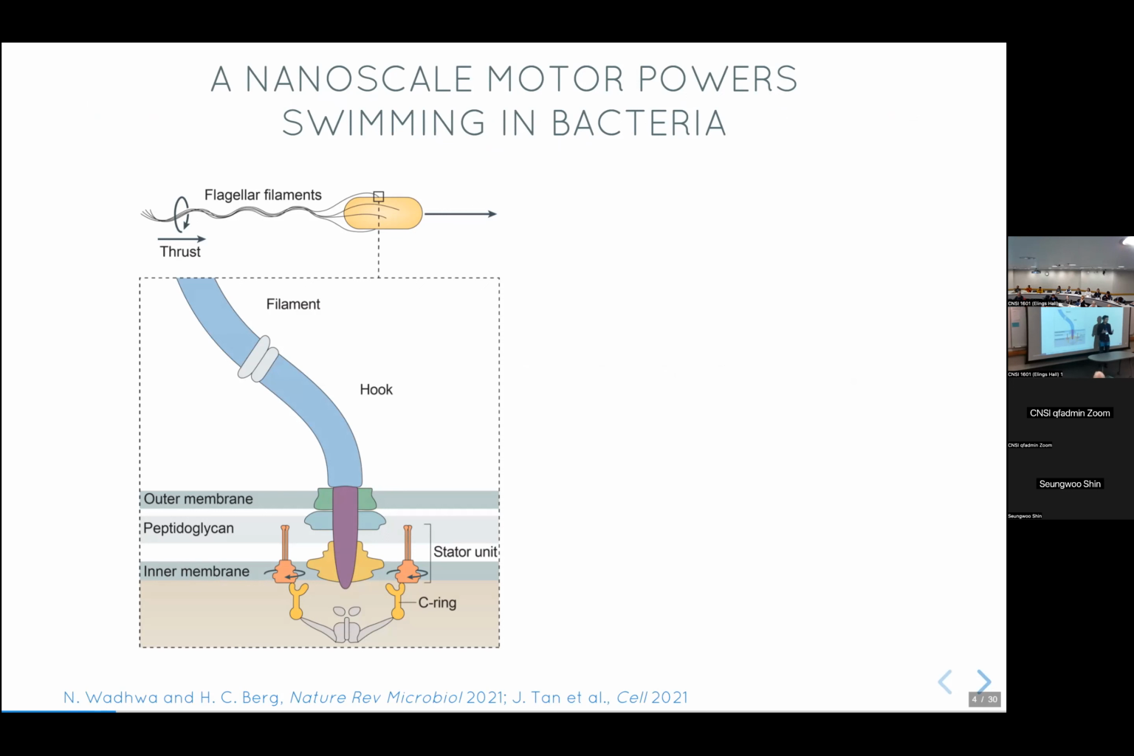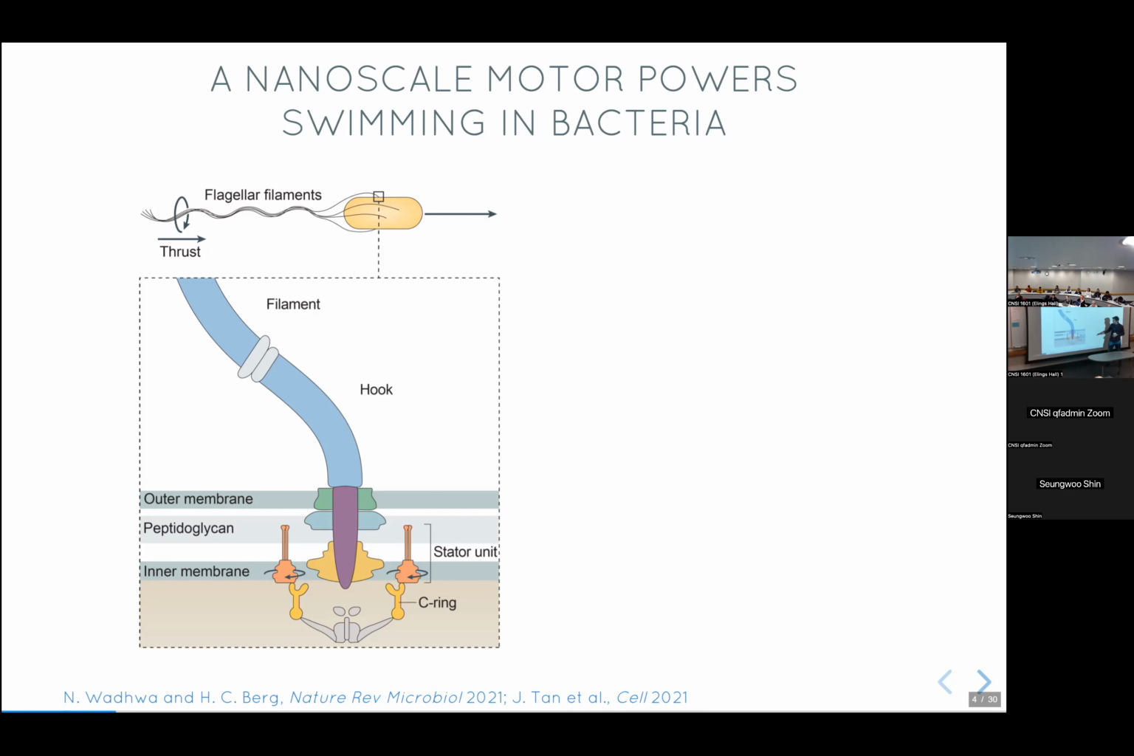And if you ever think about electric motors, this machine has all of the corresponding parts that an electric motor has. It has a drive shaft here in purple, it has a rotor labeled here in yellow, and it has these stator complexes, labeled as stator units, that remain fixed in the cell, and they generate the force that is driving the rotation. So they remain stationary in the cell.